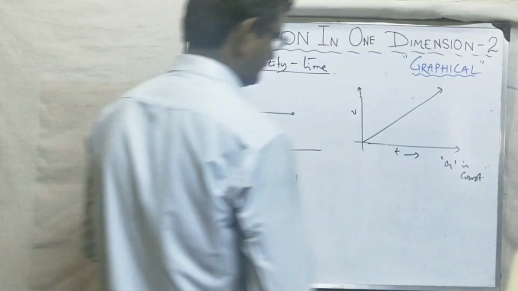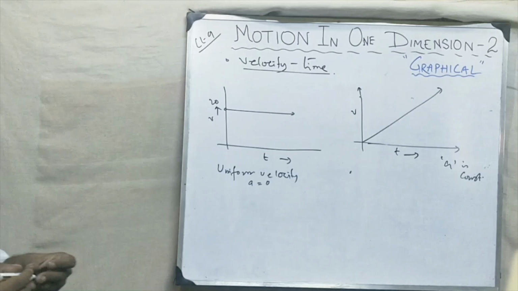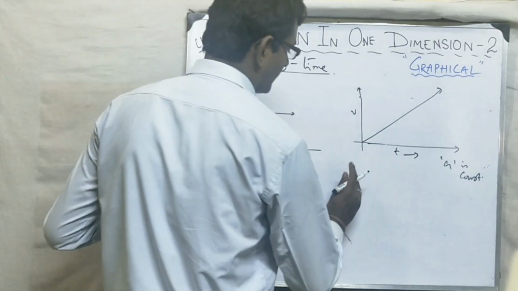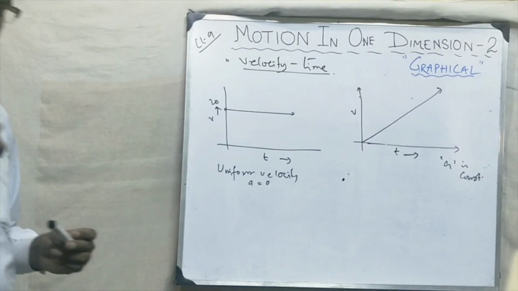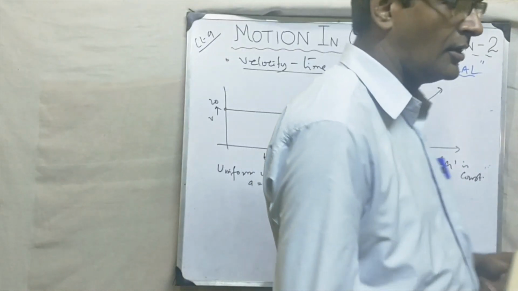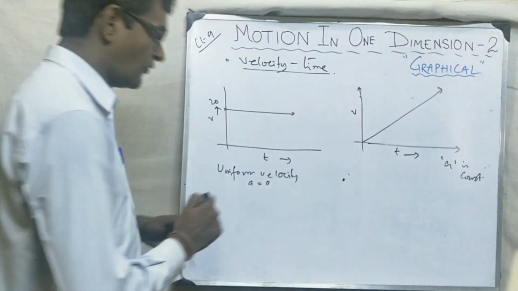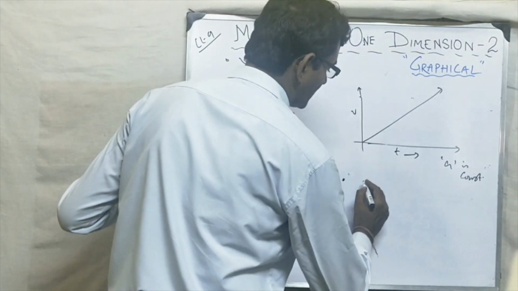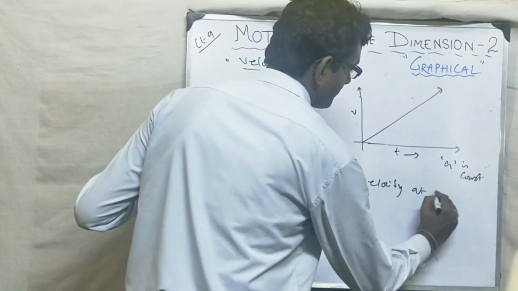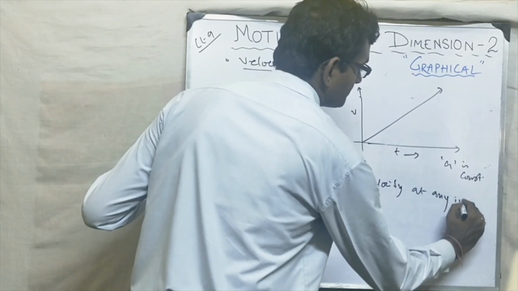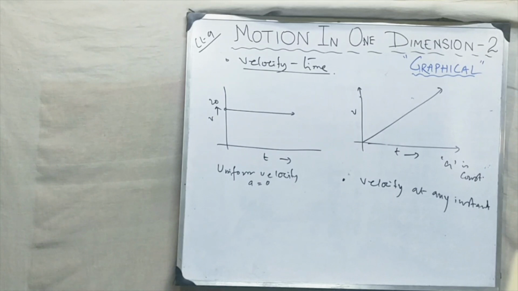Now, what can we find from the velocity time graph? From the velocity time graph, we can get three pieces of information. Please note it down. Now what are the three? Firstly, the first information is velocity at any instant.